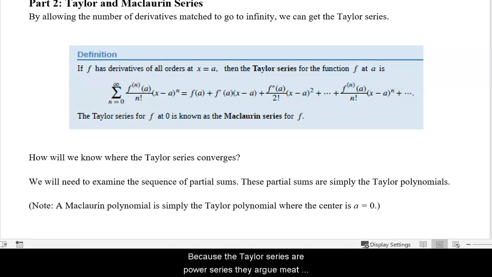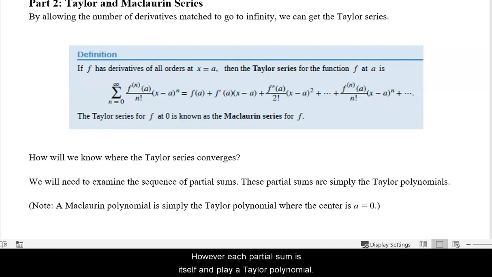Because the Taylor series are power series, they are unique for each function used to generate them and each value of the center. However, there could be a couple of different ways to derive the different Taylor series, but they are unique in their format. In order to know where the Taylor series converges and whether or not it converges, we'll have to look at the sequence of partial sums.